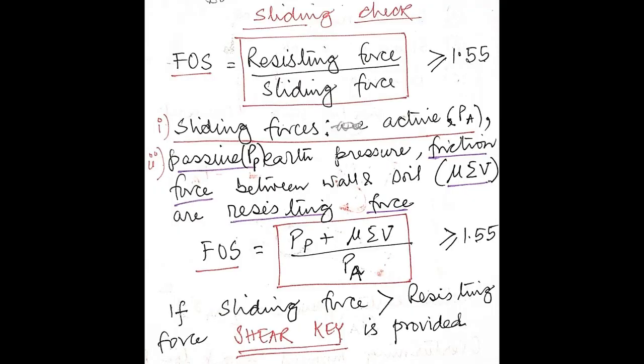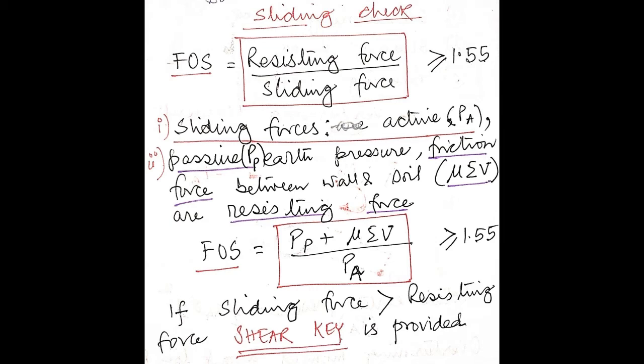Next is the sliding check. While doing the sliding check, let us first see what the resisting force is and what the sliding force is. Now what is the sliding force? Sliding force is the active earth pressure. As I have explained earlier, the active earth pressure will try to move or slide the retaining wall. So the sliding force here is the active earth pressure, that is PA.